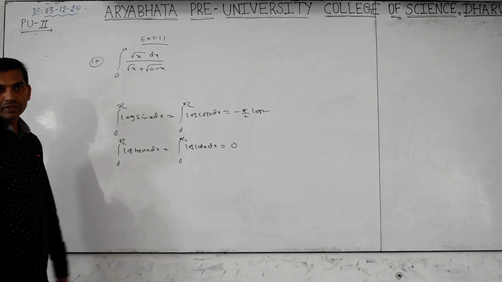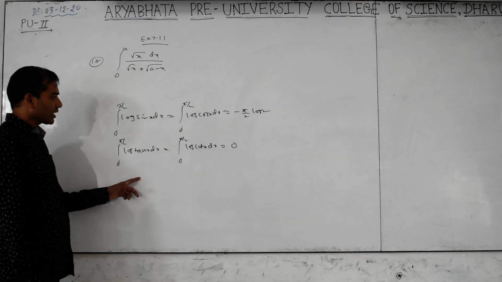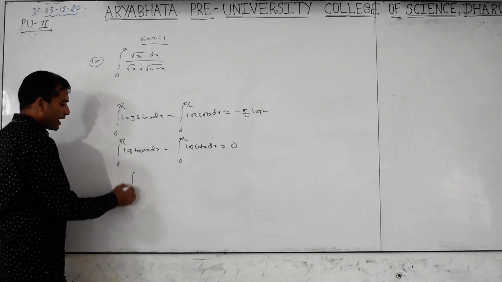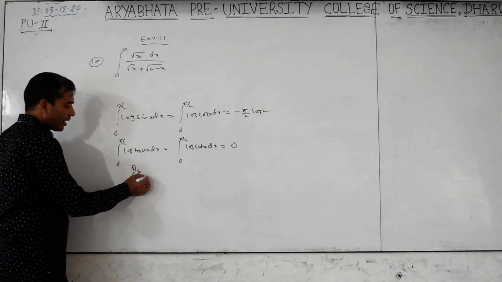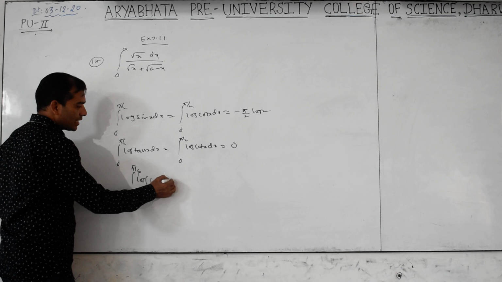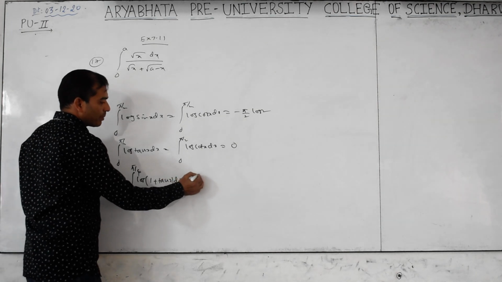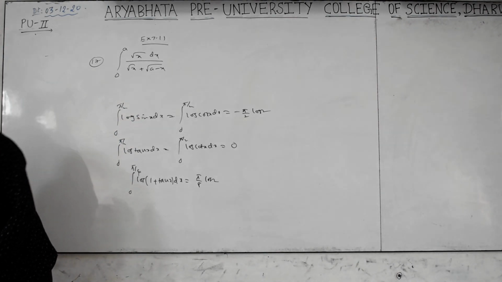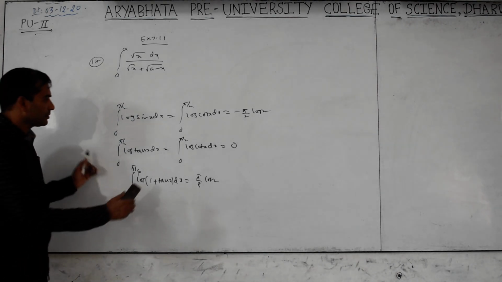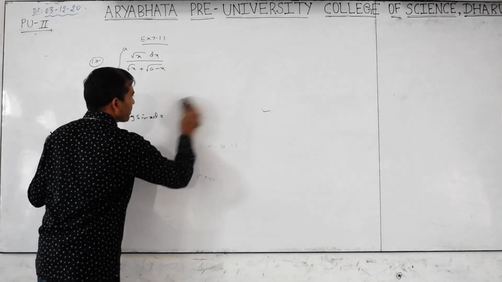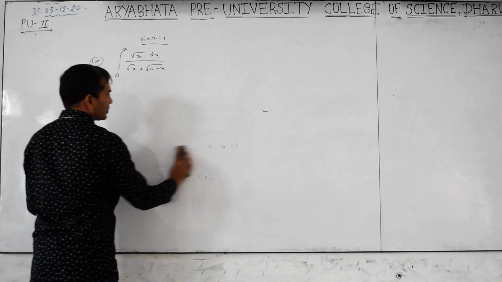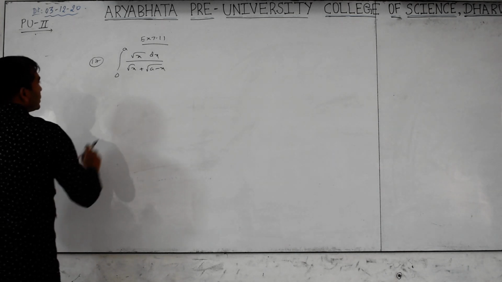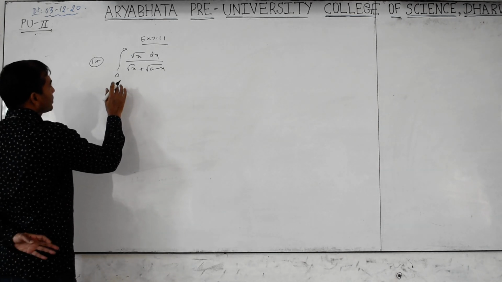Understood? If sec x or cosec x comes, convert it into this form. And 0 to pi by 4 log of 1 plus tan x dx is equal to pi by 8 log 2. Now, this is important for 2 marks.